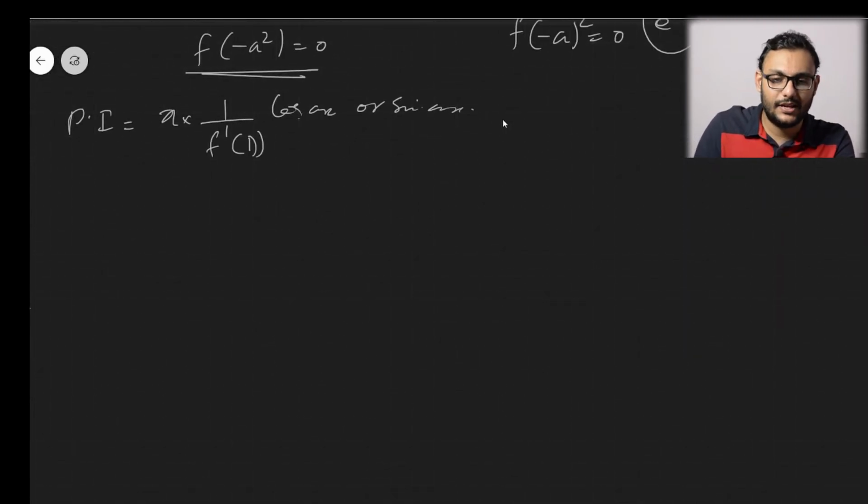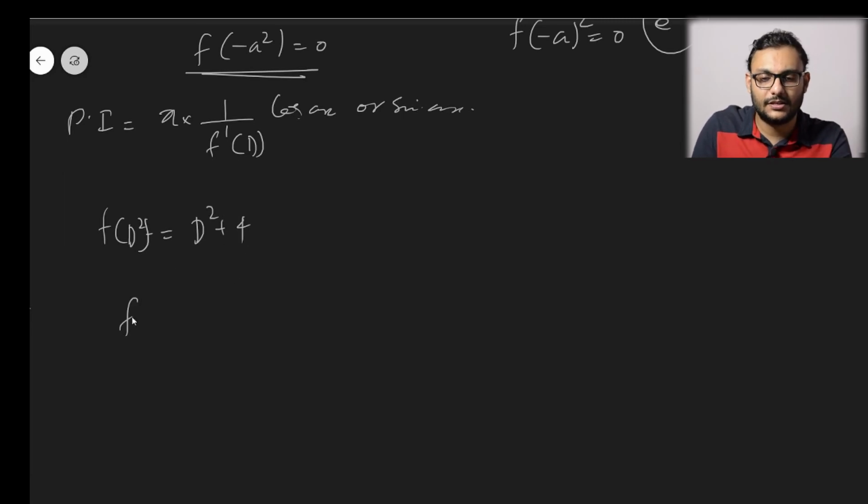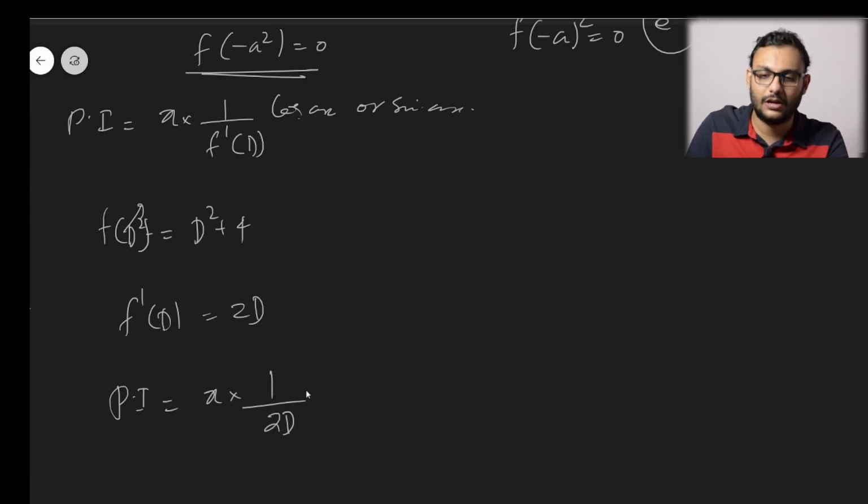So in the very example we were discussing, here f of d square is equal to d square plus 4. Therefore f dash of d, which can be taken as derivative of f of d or f of d square, is given by 2d. Now we have to find the particular integral as x into 1 by f dash of d, that is 1 by 2d, into our function, that is cos 2x.